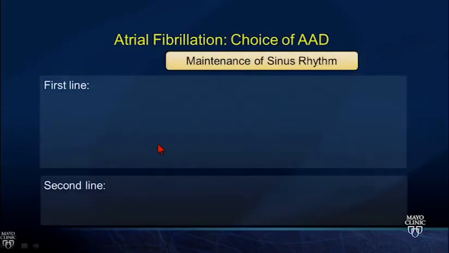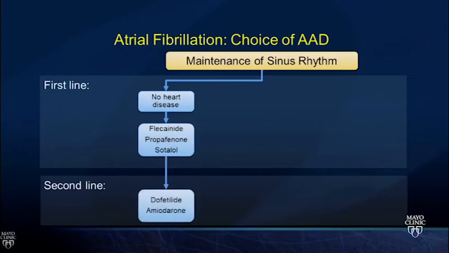Now, the two main conditions that we use these antiarrhythmic drugs for are atrial fibrillation and ventricular fibrillation. So the first thing, if you use a drug for atrial fibrillation, know whether the patient has structural heart disease or not. If there is no structural heart disease, all drugs are on the table. Dofetilide and amiodarone are usually second line. The best drugs are flecainide and propafenone.